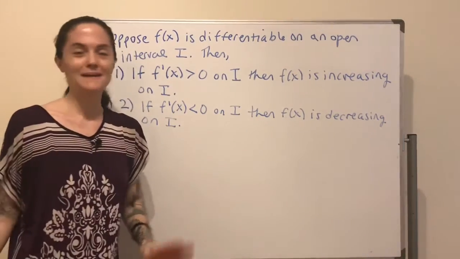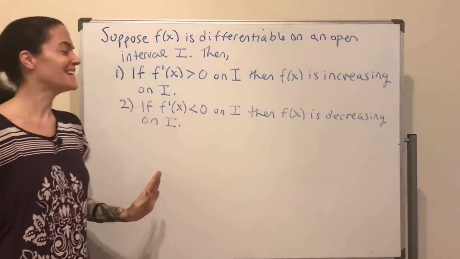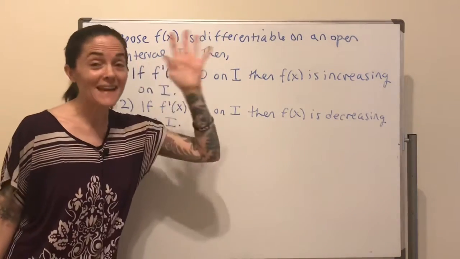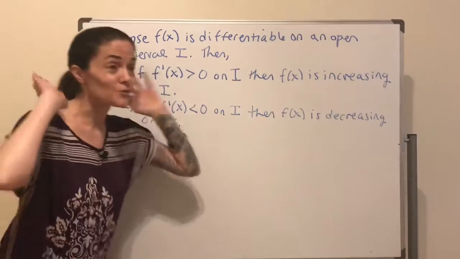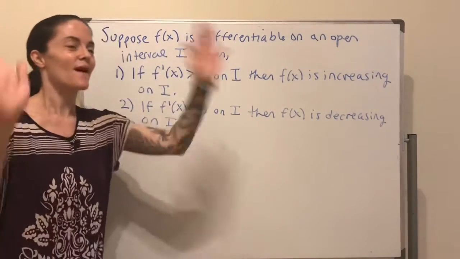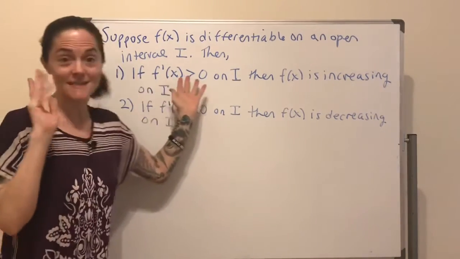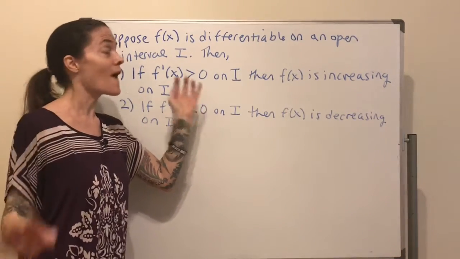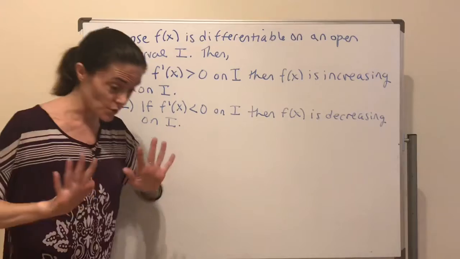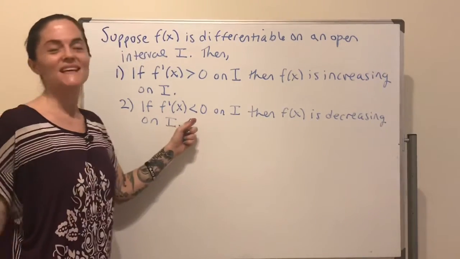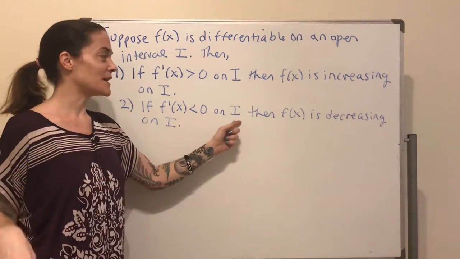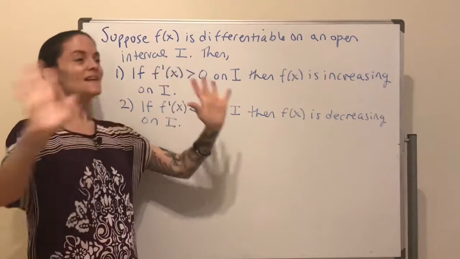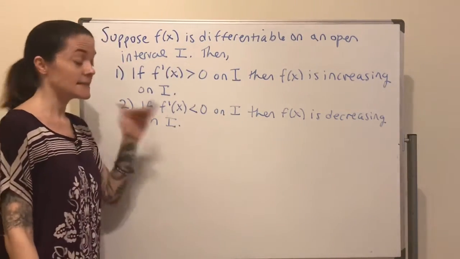Okay, that marker is dying. But this is very important. If the derivative is positive on an open interval, that's instantaneous rate of change is positive on an open interval, then the function is increasing. If the derivative is negative on an open interval, instantaneous rate of change is negative, then the function is decreasing.